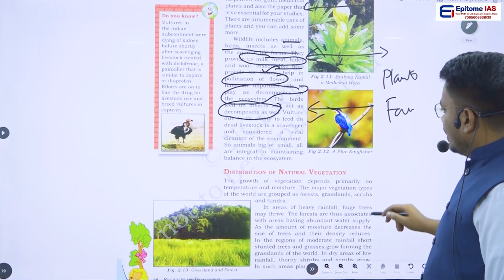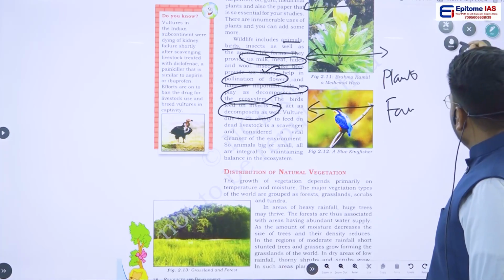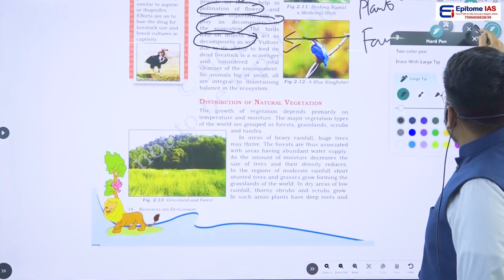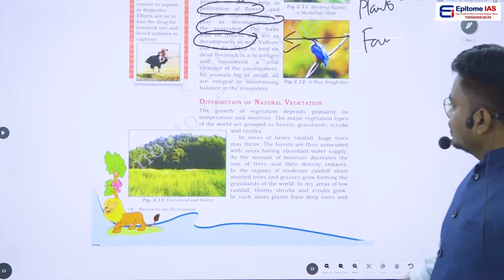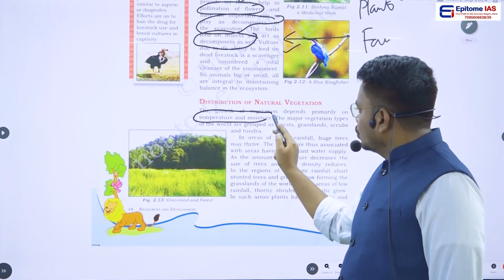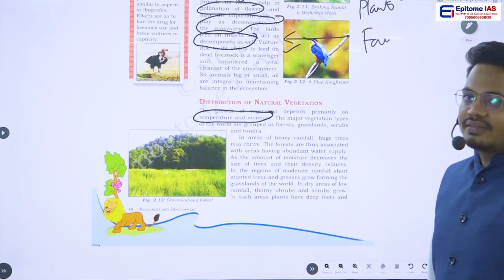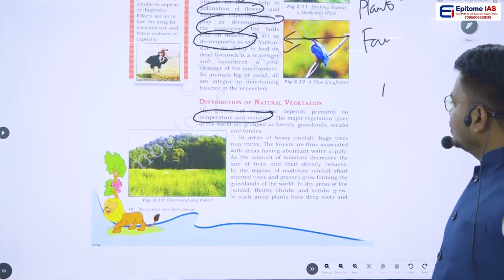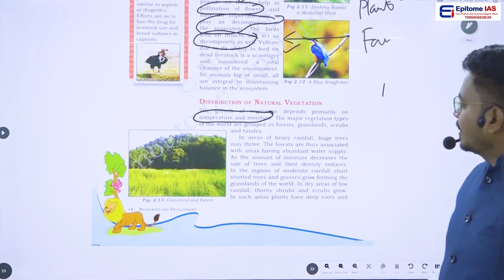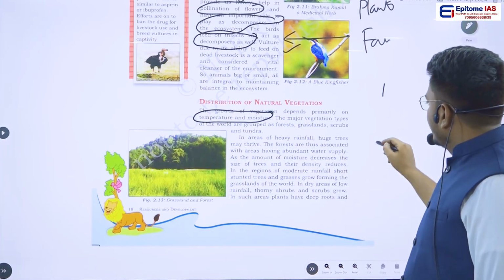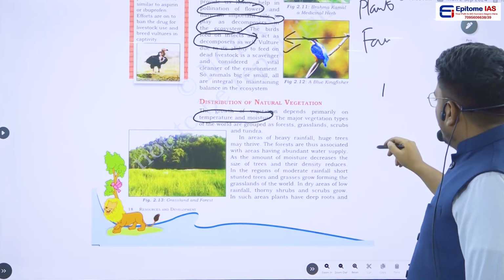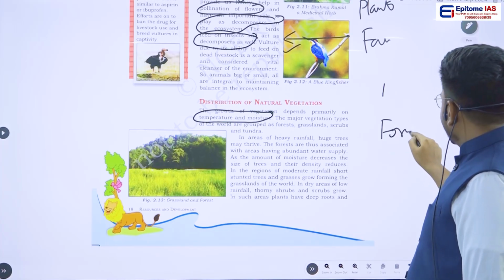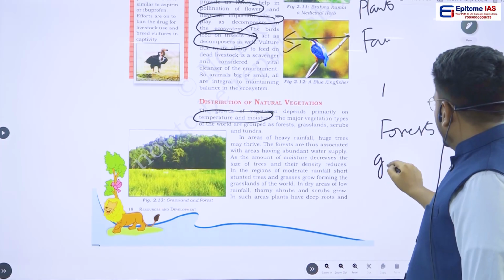And if you see the distribution of natural vegetation, the growth of vegetation depends primarily on temperature and moisture. Okay, if there is suitable temperature and suitable moisture, obviously there are certain kinds of plants which grow in that particular area. If you see the major vegetation types present in the world, you can divide these major vegetations into four. One, forests. Second one, grasslands.